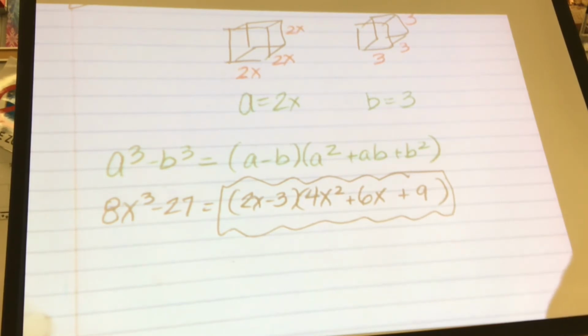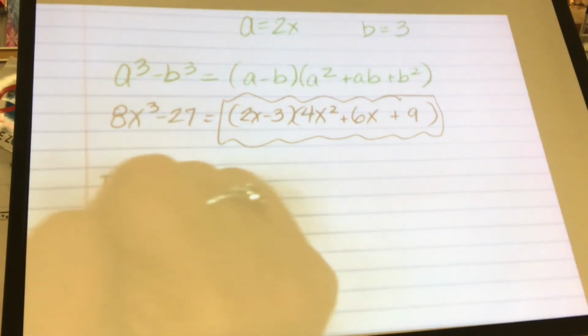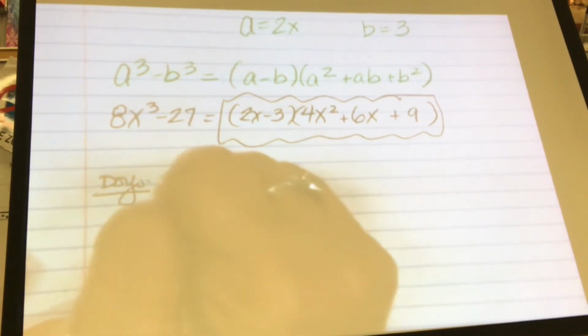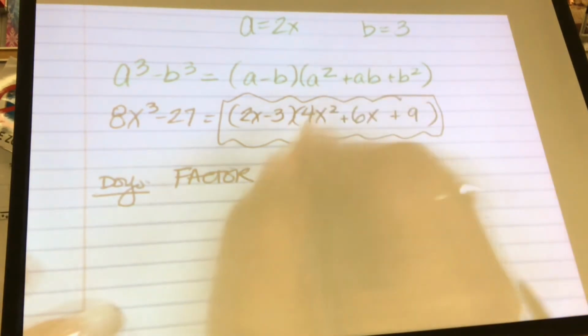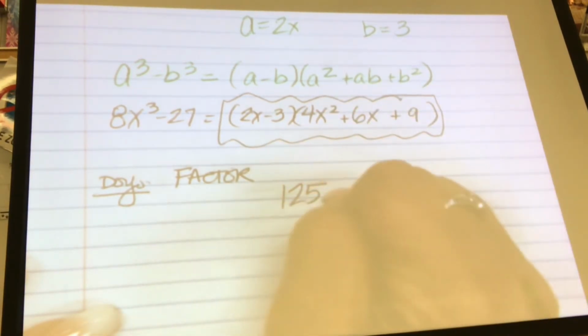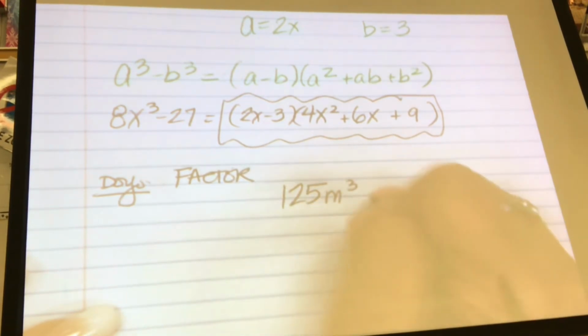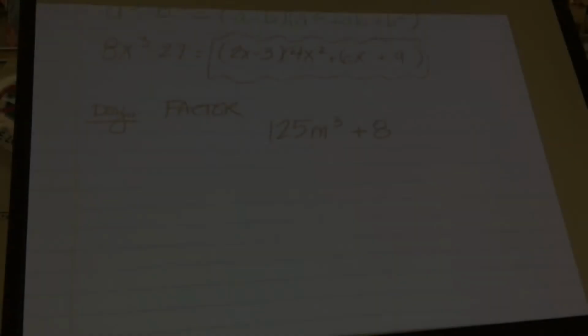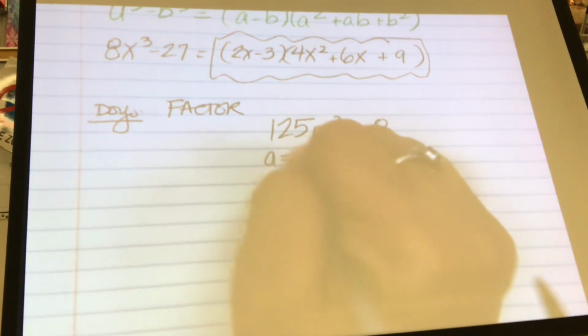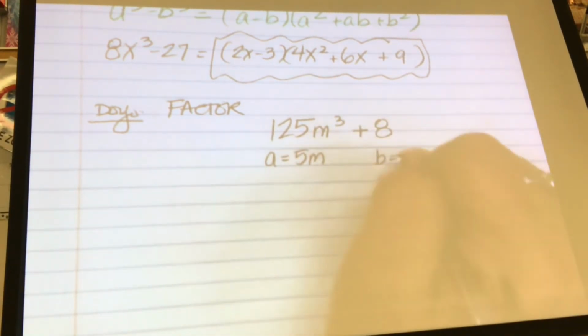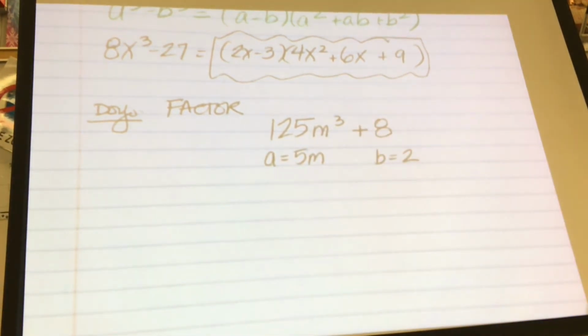Y'all ready for a doyo, or should I do one more? You ready? All right, here's your doyo. Please factor 125 m cubed plus 8. Kathleen, what's your A here? Good. And what's your B? 2. Are we using the sum or difference?